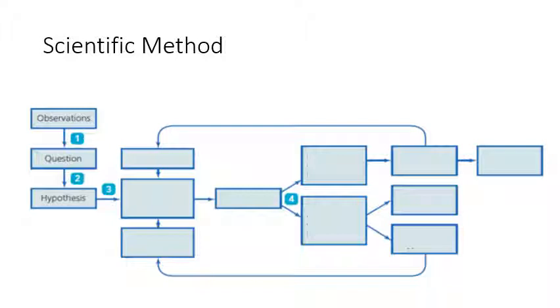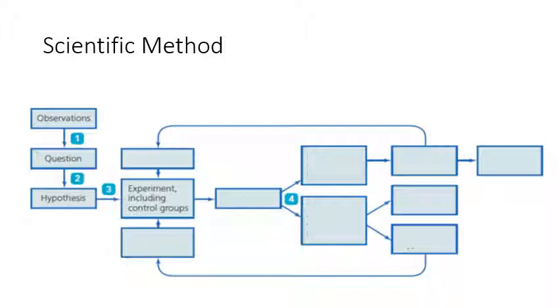Then with your hypothesis, you just have to make sure that it is testable and falsifiable, which means that it's possible to design an experiment to test the hypothesis, and it's possible to prove the hypothesis wrong. So once you have your hypothesis, the next step is to design that experiment that you would use to test it. Of course, every experiment needs to have control groups so you can make sure that it is working correctly, and they will also help you interpret your results from the experiment.